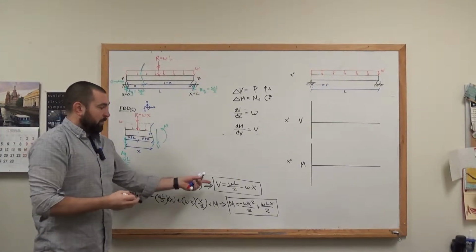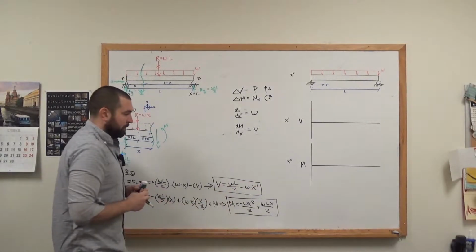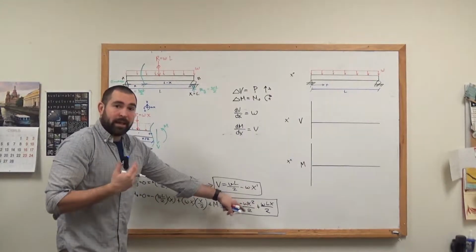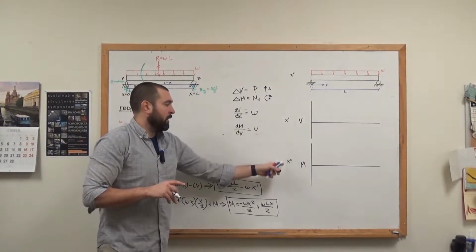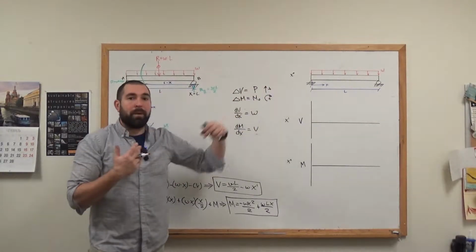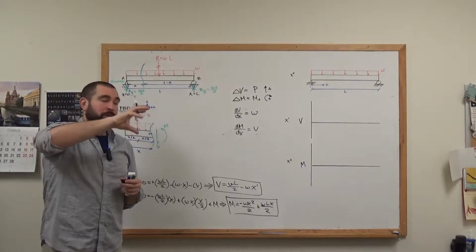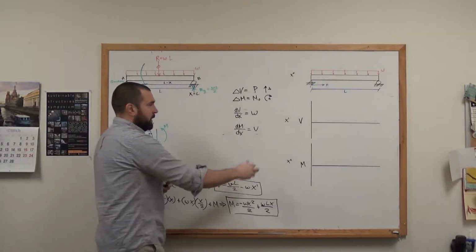I'm just going to plug in a couple of values. This is a linear equation. Look, this is w times x to the first power. This is parabolic because the highest order x is x squared. And so this is linear, this is parabolic, exactly what we anticipated based off our rules relating externally applied loading, internal shear, and internal moment.